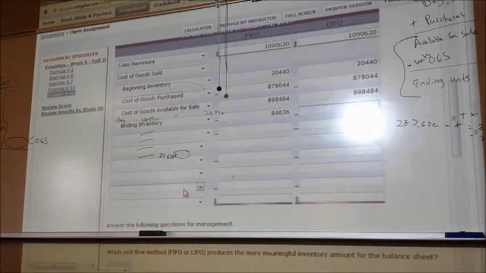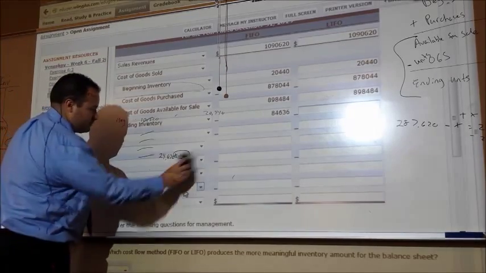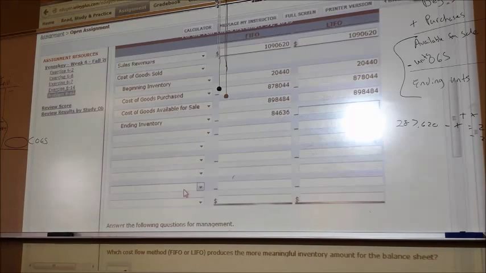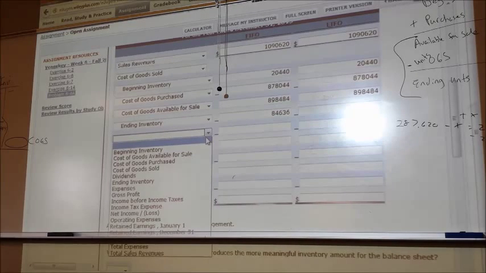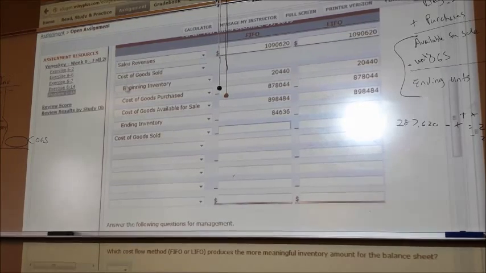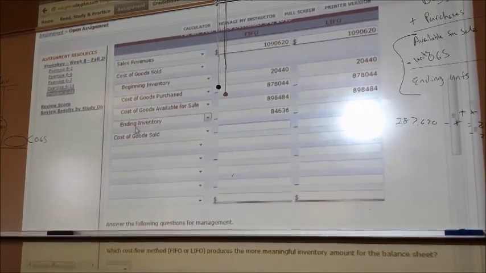Okay, so we've got this far. What's my last entry that I need to put in here? I now know cost of goods available minus my ending inventory equals cost of goods sold. That's what I'm looking for. That's what this whole section is wanting, the cost of goods sold. And this is how I did it.